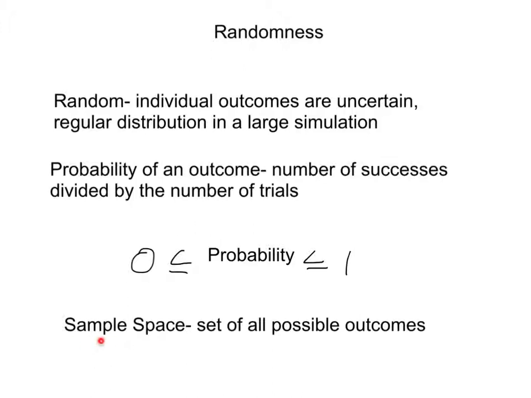Another term we use is sample space. Sample space is represented with an S, and it is the set of all possible outcomes. Let's say we're rolling a 6-sided die, 1 through 6. For S, we use braces like in solution sets, so it's going to be {1, 2, 3, 4, 5, 6}.